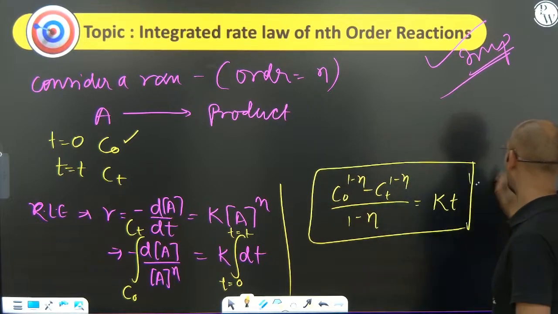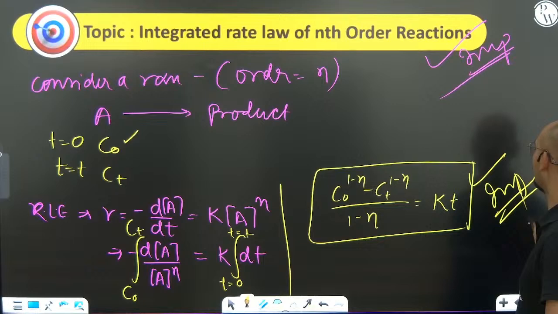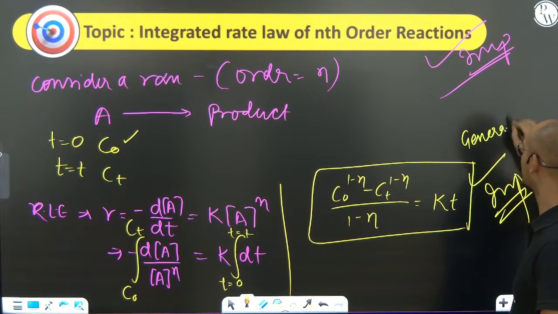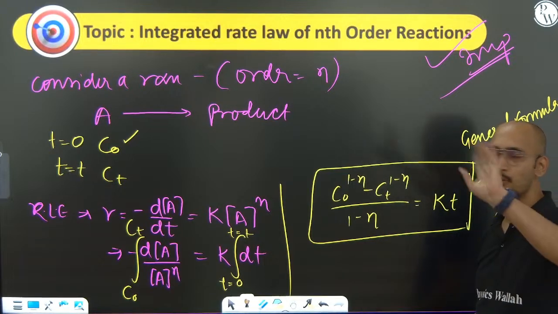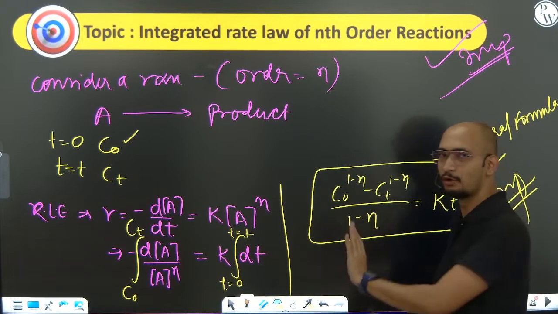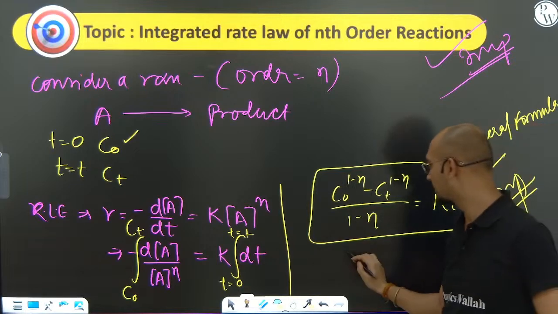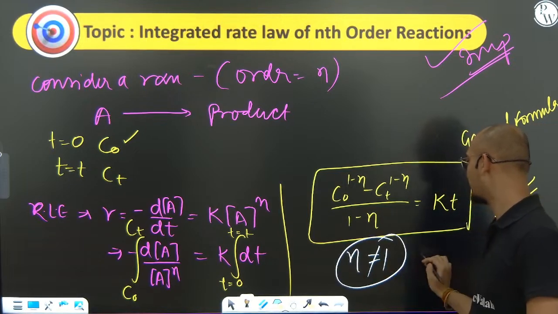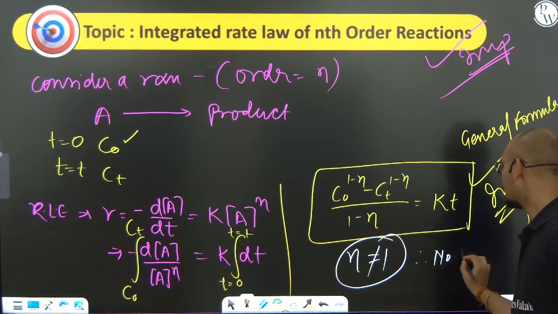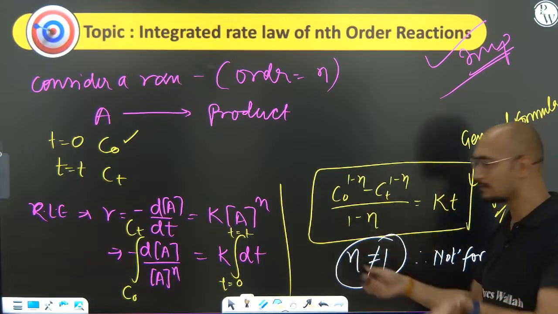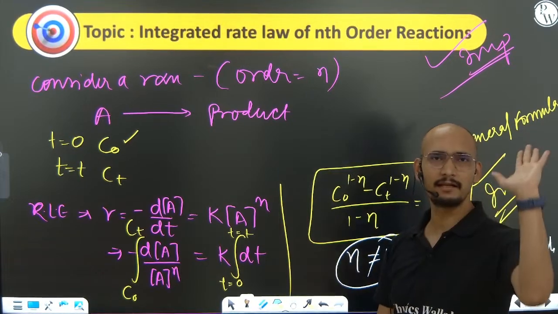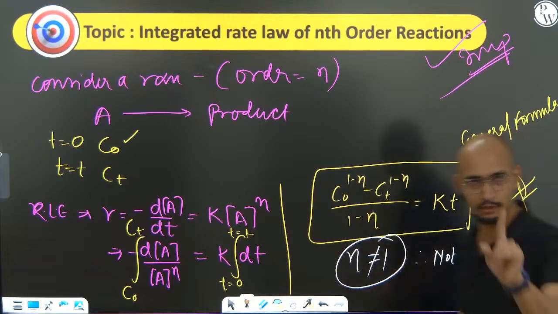A very important general formula. Now, if it is a general formula, can we put n equals 1? No. If you put n equals 1, 1 minus 1 will be 0, and anything divided by 0 is undefined. So here n should not be equal to 1, meaning not for first order reaction. It is valid for any other order of reaction, but not for first order reaction. Is it okay or not?